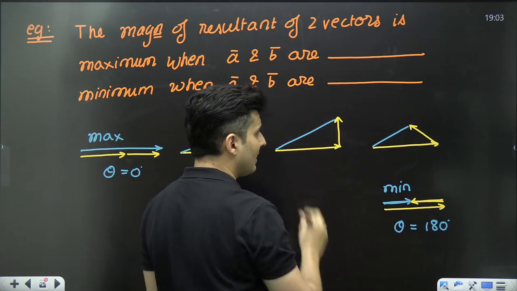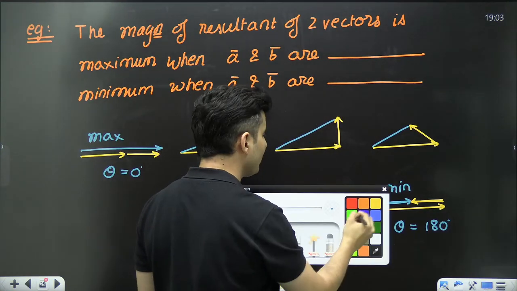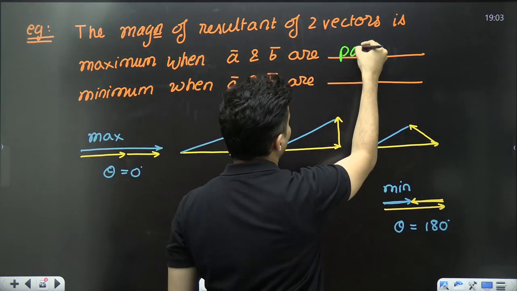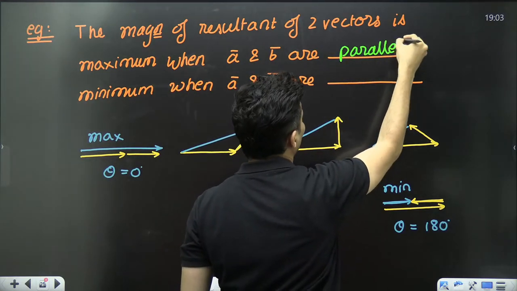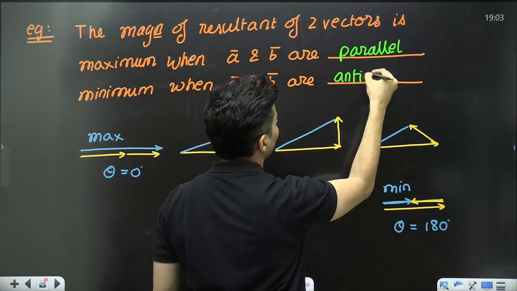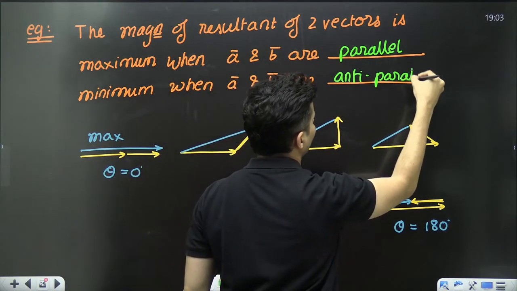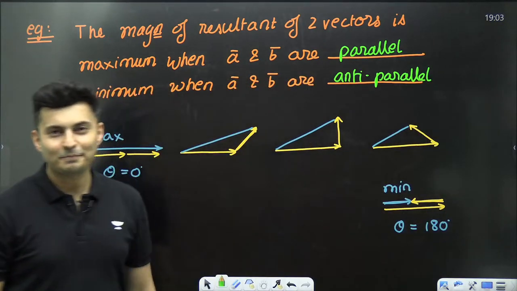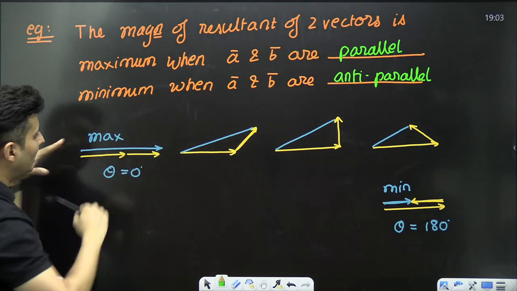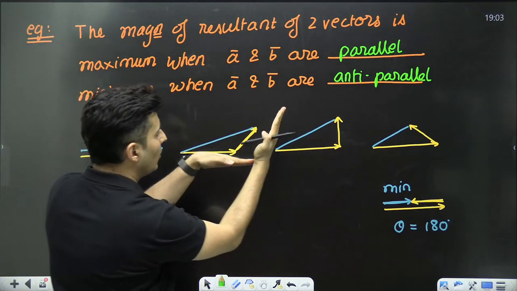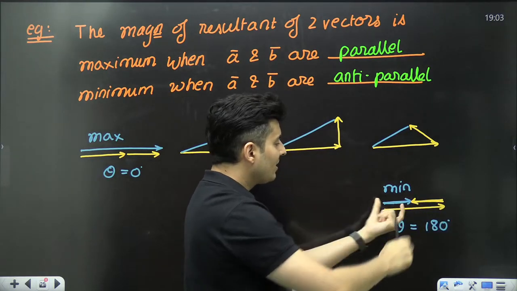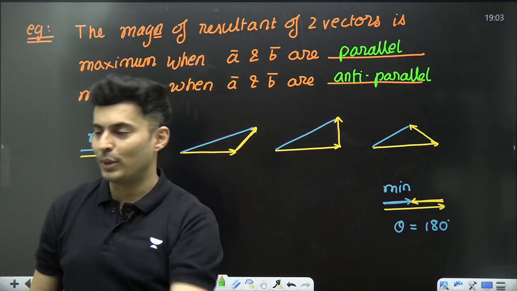So the correct answer to this particular question, my dear students, what will it be? It is maximum when A and B are parallel to each other, because the angle is 0, and when they are opposite, that means anti-parallel to each other. Is that clear, my dear warriors? So when you stretch them out, it will be maximum, but when you start slowly turning that other vector back, you will see when it becomes 180, this value which is remaining is very less.